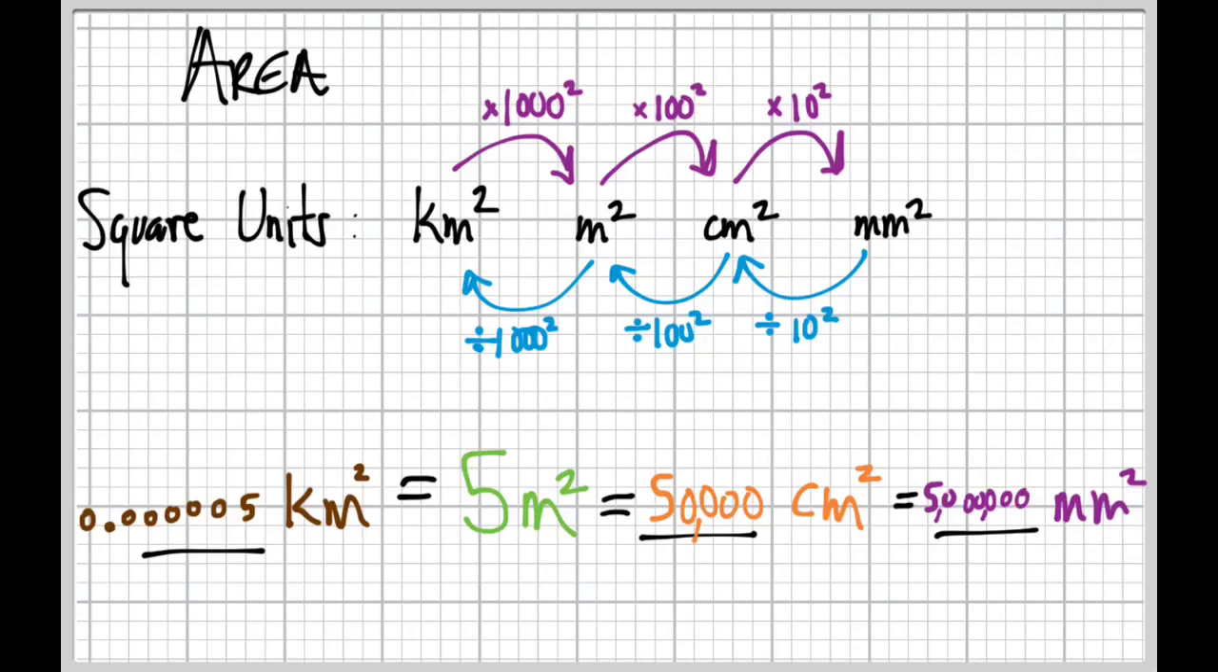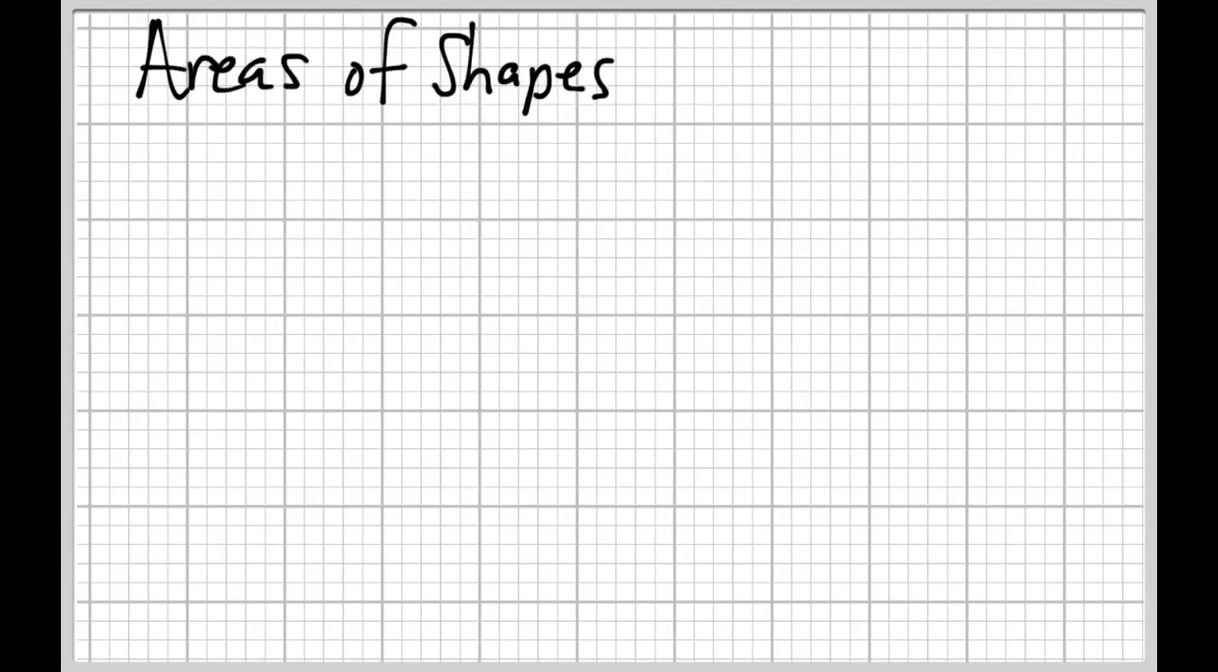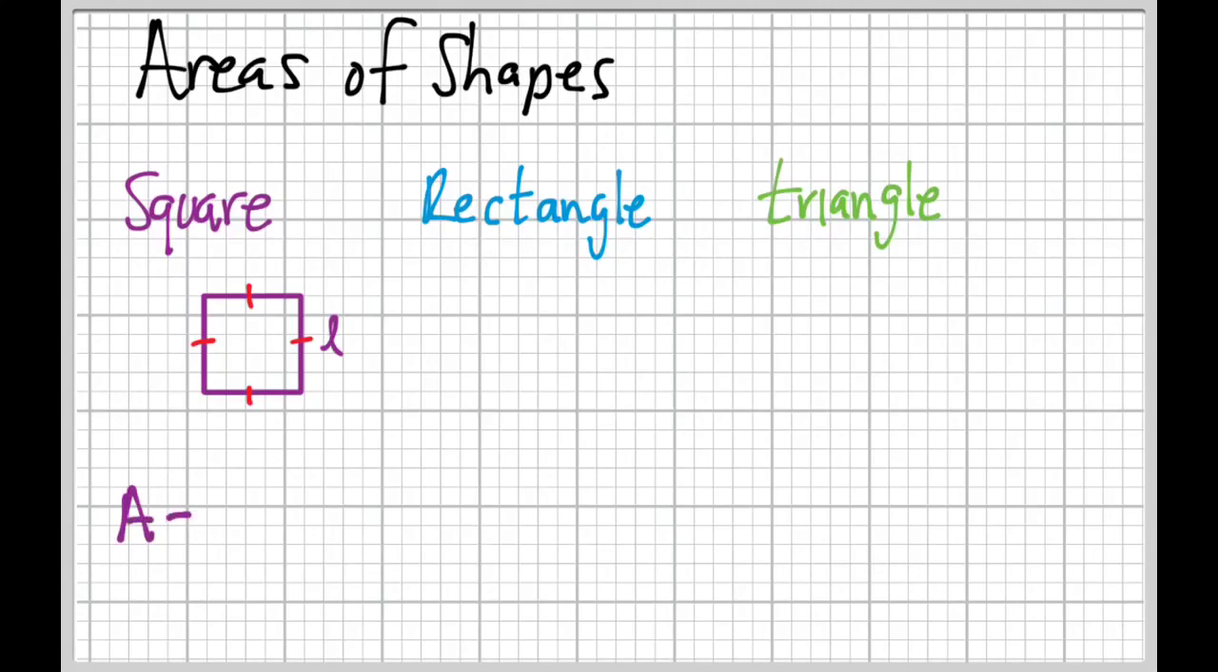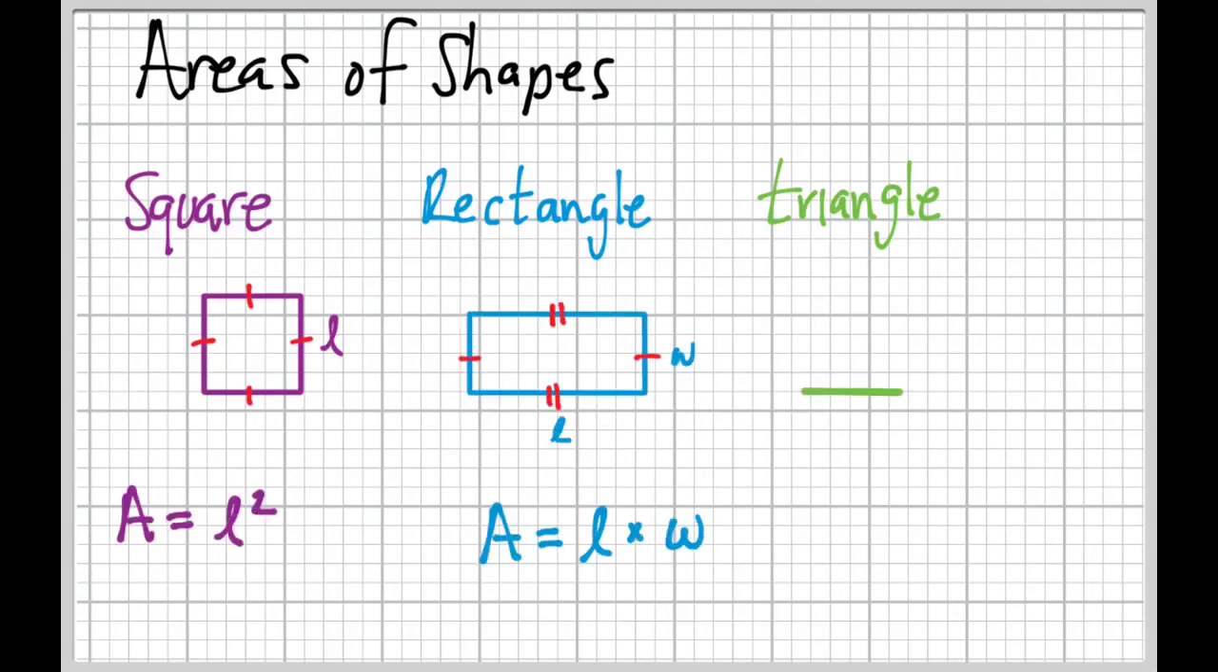Now, let's talk about finding the area of different shapes. And there's lots of formulas, okay? Lots of different shapes, and each shape has its own formula to find the area, okay? So we're just going to go through a few of them here. The most common ones, the ones you're probably mostly familiar with already, are squares, rectangles, and triangles, okay? Most folks have probably seen these already.